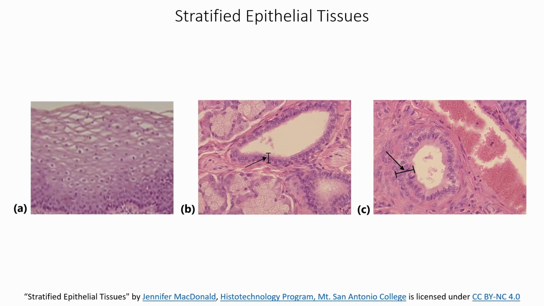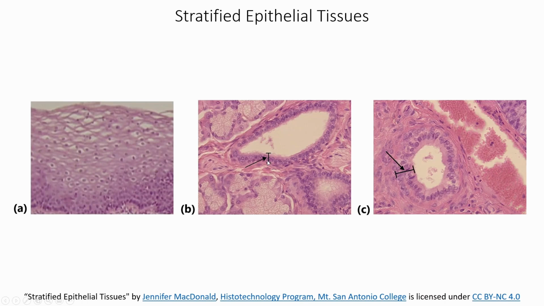Now let's go to stratified epithelial tissues, and so we're going to see some examples of each. So the best example of stratified epithelial tissue is your skin. So we see this sample here. We see stratified squamous, right? Stratified squamous, where we see lots of flat cells all stacked and stacked and stacked in lots of layers, right? And again, remember, stratified just means more than one layer. We don't care how many more.